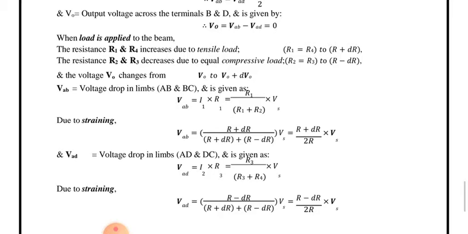Okay, and VAD equals the voltage drop in limb AD and DC, given as VAD equals I2 into R3, and that I2 will be written as R3 upon R3 plus R4 into Vs. R3 is in compression, that's why R minus dR, and R4 is in tension, so R plus dR. Here plus dR and minus dR will get cancelled out, and the equation will be R minus dR upon 2R into Vs.